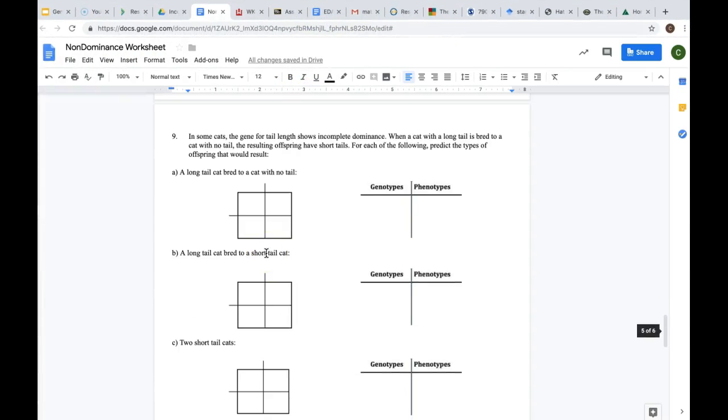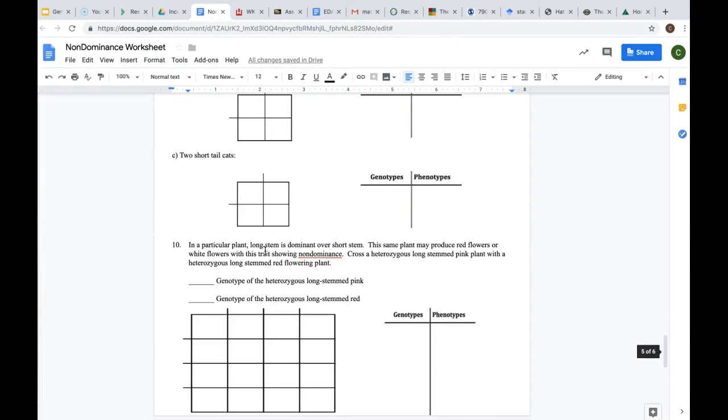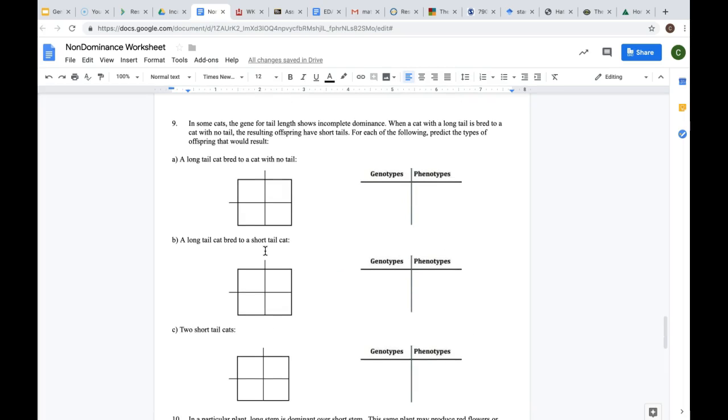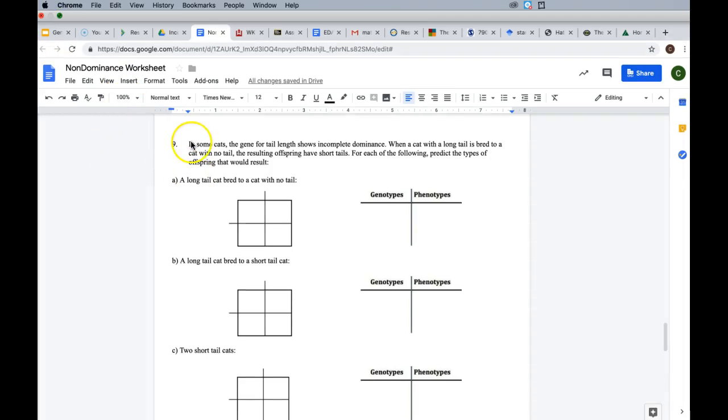Let's see what else we have. Okay, so we have 9 and 10. So let's knock these out real quick, see what we got here. All right, so in some cats, the gene for tail length shows incomplete dominance, okay? When a cat with a long tail is bred to a cat with no tail, the resulting offspring has short tail. So we have long tail, no tail, short tail.